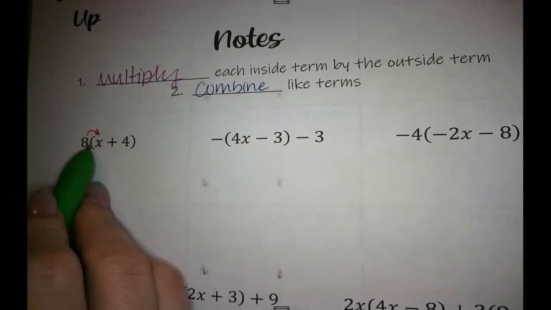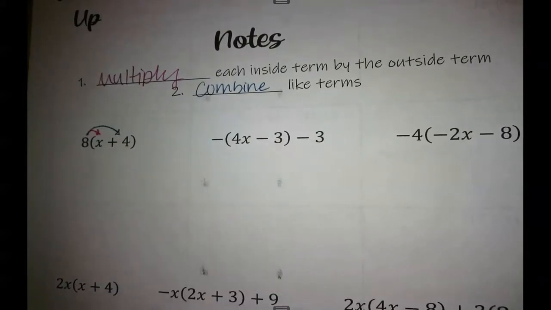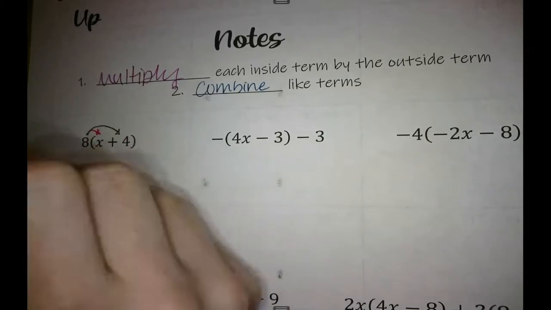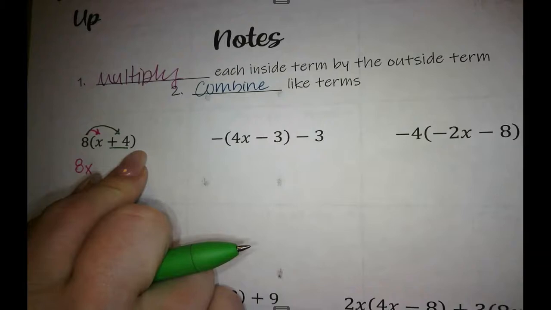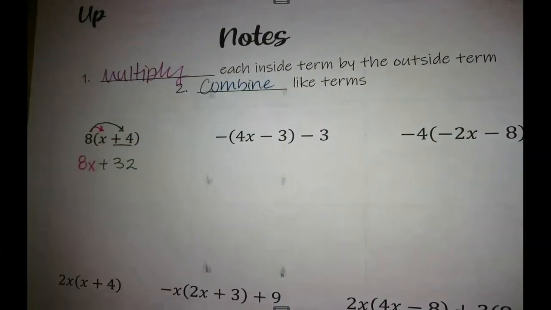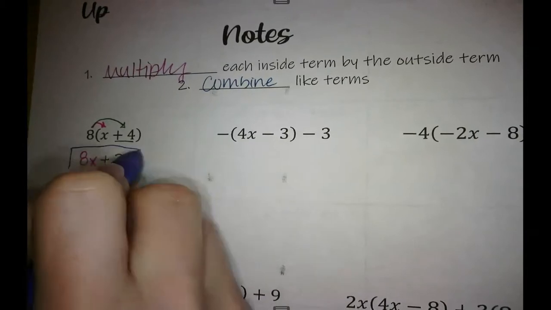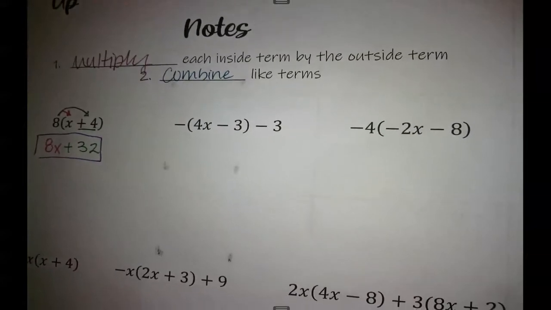That means we're going to multiply 8 times x, and we are also going to multiply 8 times 4. So 8 times x is just 8x, and then we're going to multiply 8 times 4. It's important to note that whatever sign is in front of that term goes with it. This is a positive 8 times a positive 4, so we are going to have plus 32. And that's it. We are done. It's really simple when there's just a number outside.